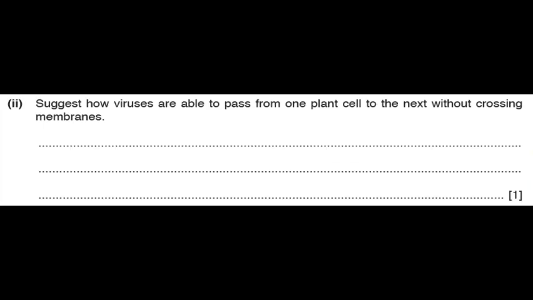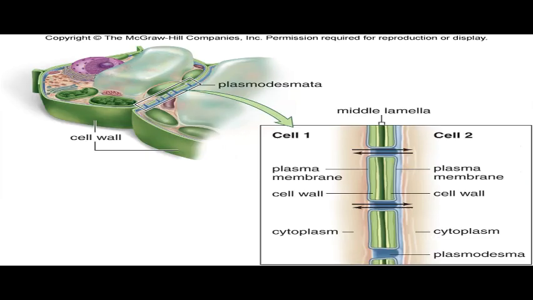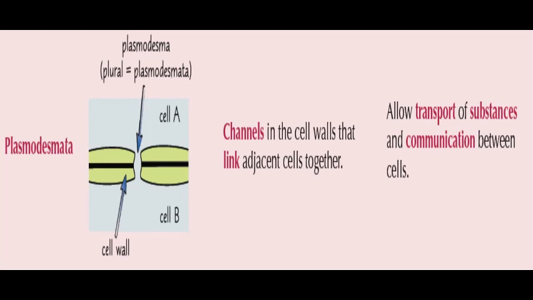2. Suggest how viruses are able to pass from one plant cell to the next without crossing membranes. Viruses pass through plasmodesmata. Plasmodesmata are channels in the cell walls that link adjacent plant cells together. It allows transport of substances and communication between cells. Viruses may pass via cytoplasmic strands via symplast pathway.